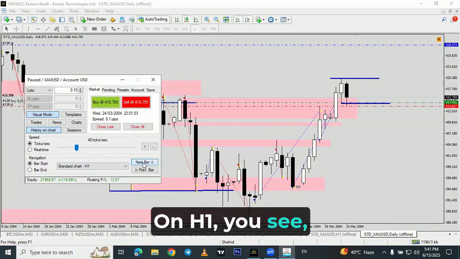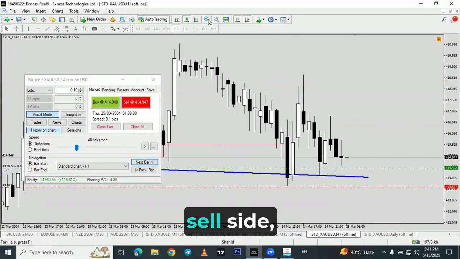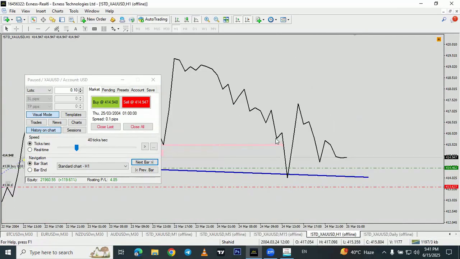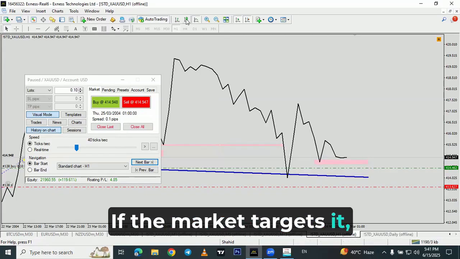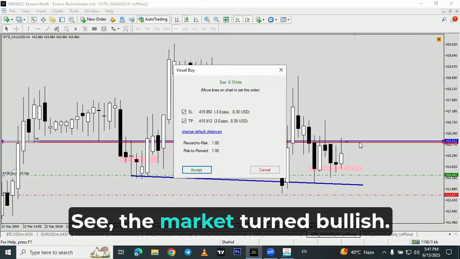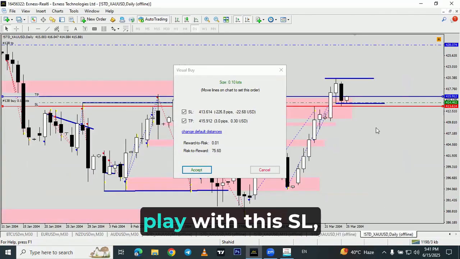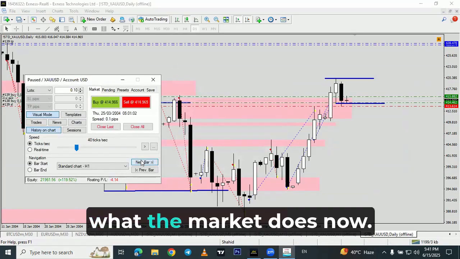On H1, you see the market changed its structure here. On H1, see buy side, sell side. This is its range liquidity. If the market targets it, we made a buy according to H1. See, the market turned bullish, so we try to make another play with this SL, which is the target. Let's see what the market does now.